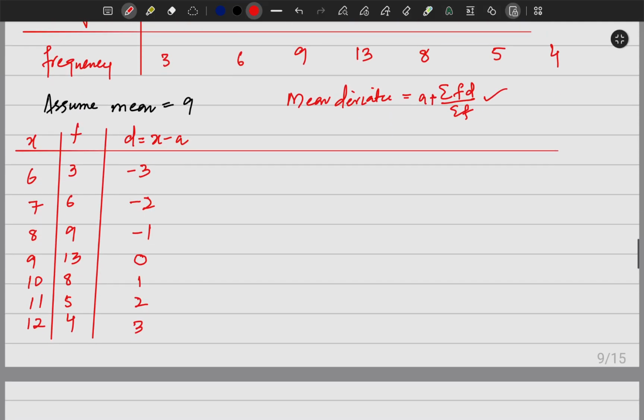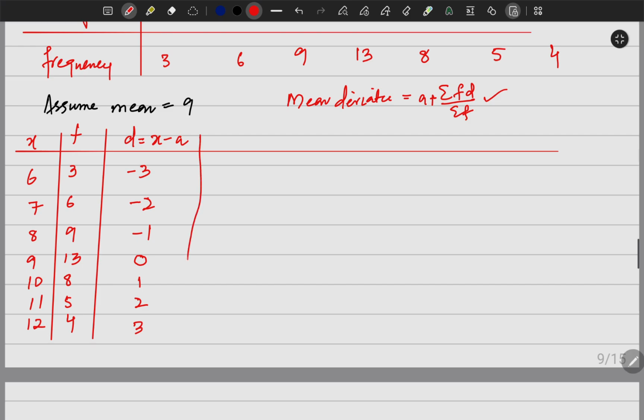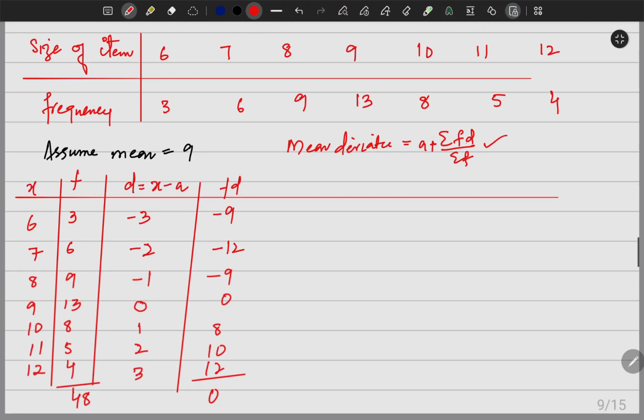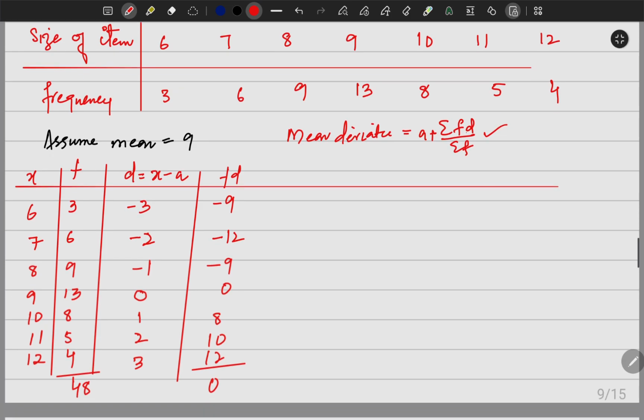So now we will find f times d. So 3 times minus 3 is minus 9, 6 times minus 2 is minus 12, then minus 9, 0, 8, 10, and 12. You need the sum of all these, which is 0. And you need the sum of the frequencies, that is 48. So here you need to calculate the mean and the standard deviation.